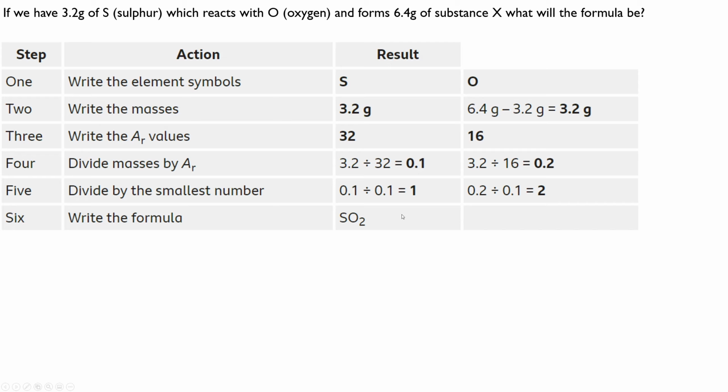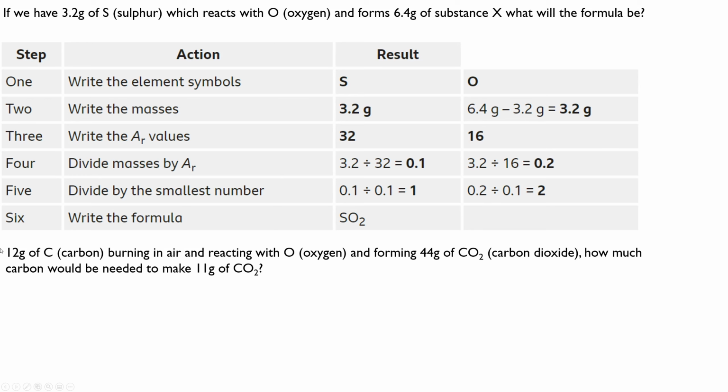So 0.1 divided by 0.1 equals 1, 0.2 divided by 0.1 equals 2, meaning we have 1 atom of sulfur and, no, not 1 atom, 2, sorry, and 2 atoms of oxygen, giving us SO2, which is sulfur dioxide.